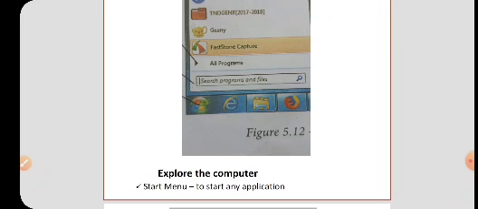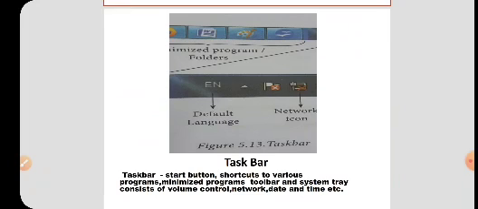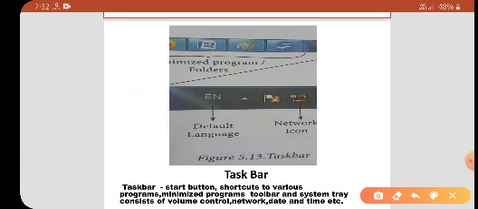So what is the use of this start menu? To start any application from this. Next one, the taskbar. At the bottom of the screen, the horizontal bar is called the taskbar. This bar contains the start button, shortcuts to various programs, minimized programs, and in the right corner, the system tray.